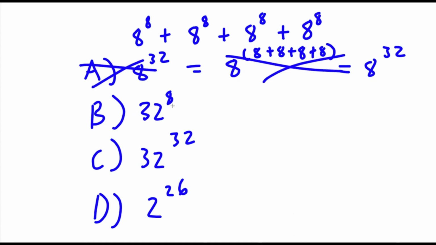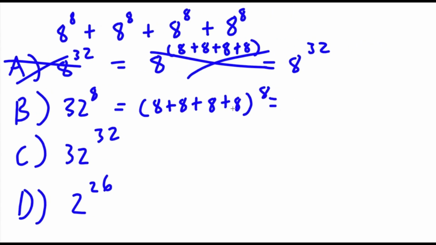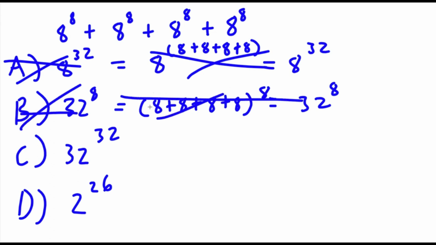So for choice B, they got 32 to the power of 8, and how they got this was they kept the exponents the same, and they added the bases. So they did 8 plus 8 plus 8 plus 8 to the power of 8. Now, 8 plus 8 plus 8 plus 8 is the same thing as 8 times 4, which is 32. So I got 32 to the power of 8. And this method is actually wrong as well. This is not the right way to add exponents.